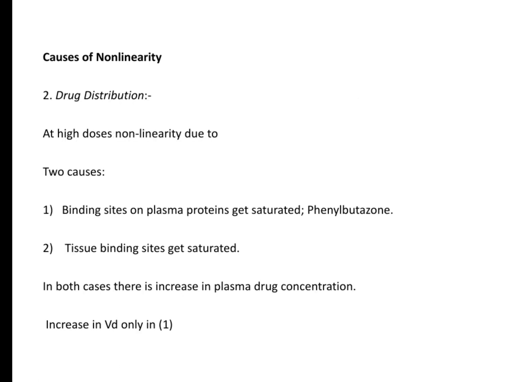Drug distribution. At high doses, non-linearity is due to two causes. First one, binding sites on plasma protein get saturated. Example, phenylbutazone. Second one, tissue binding sites get saturated. In both cases, there is an increase in plasma drug concentration. The increase in Vd occurs only in the first cause.